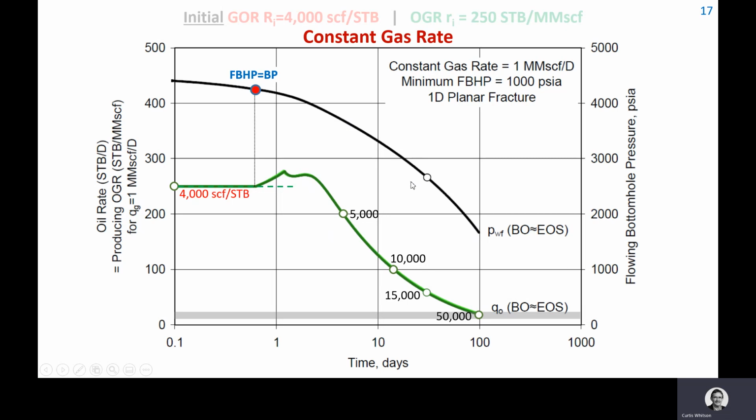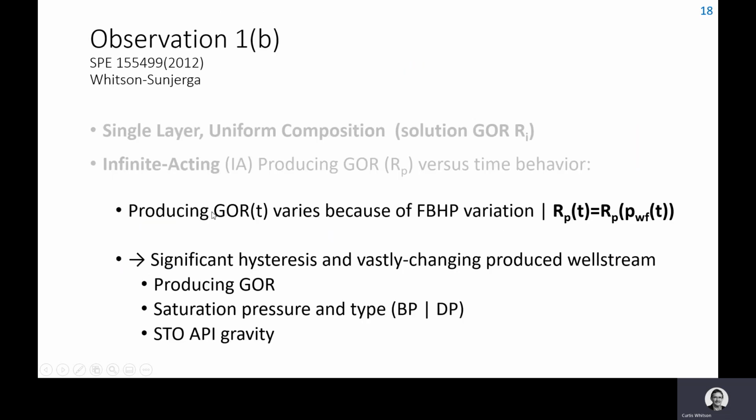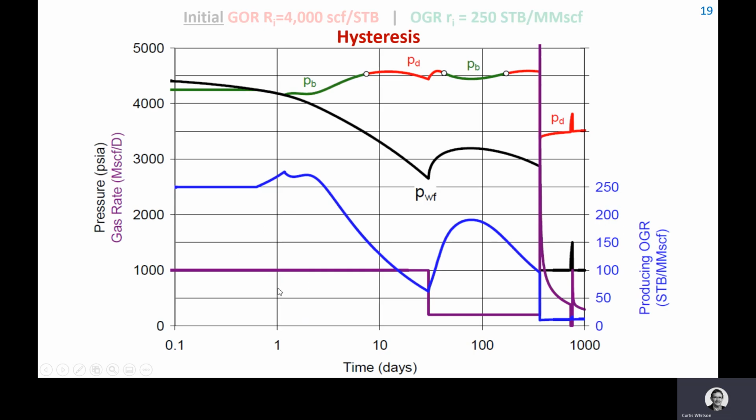Now on top of that, you can have many different changes in the well control during the life of a well, and this can cause significant hysteresis and vastly changing produced well stream properties. Not just the gas oil ratio, but the saturation pressure of the well stream, the type being bubble point or dew point, and the API gravity of the stock tank oil. This is an example again shown from that 2012 paper.